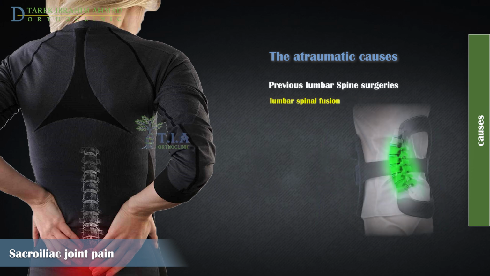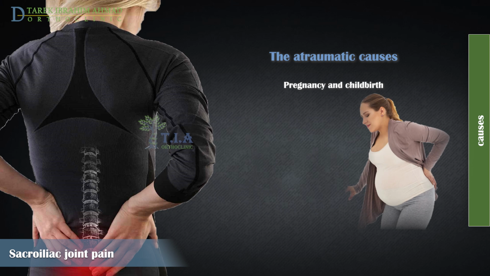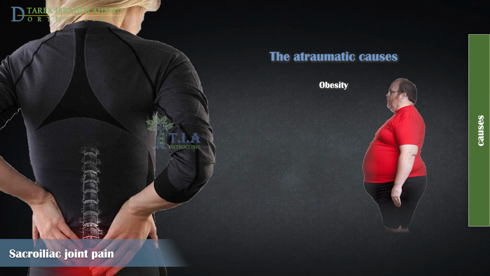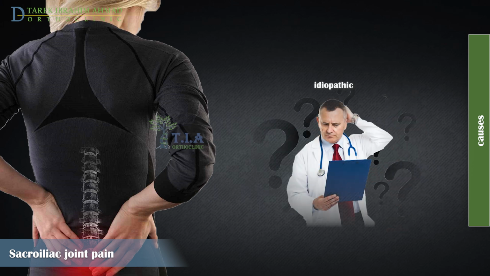Fusing vertebrae reduces flexibility in the spine, which can increase stress on the sacroiliac joint. Pregnancy and childbirth. Pregnancy causes sacroiliac joint pain from weight gain, increased lumbar lordosis, hormone-induced laxity in the 3rd trimester, and the trauma associated with delivery. Scoliosis. Obesity. Obesity adds stress and strain on the joint and can increase the likelihood of developing pain. Sometimes there is no clear cause for sacroiliac pain.